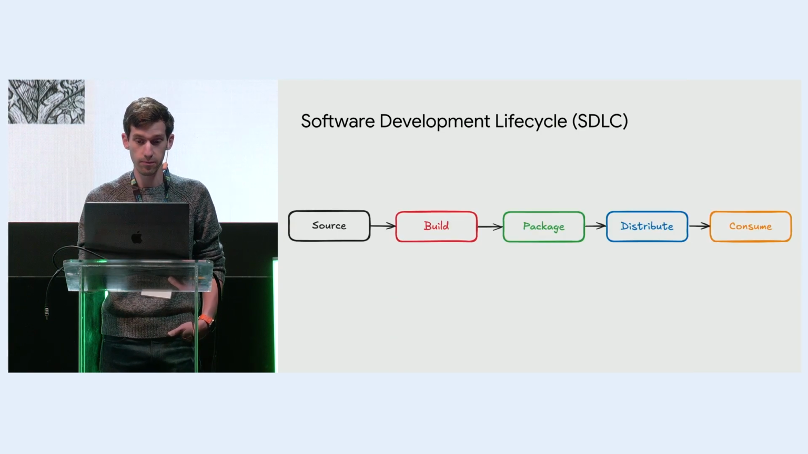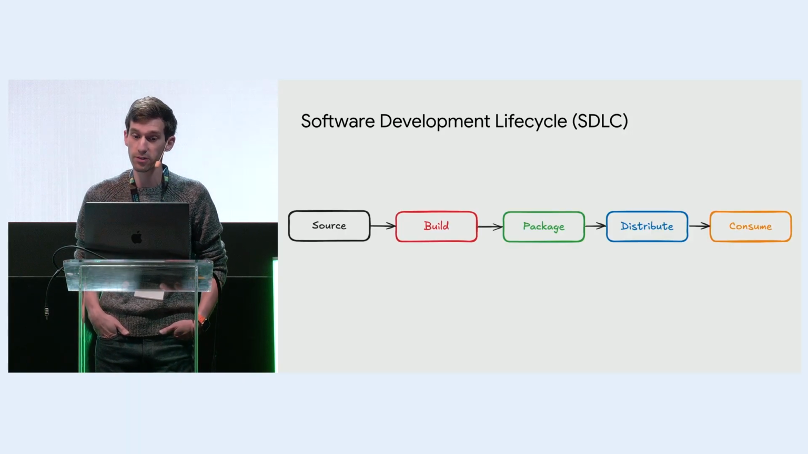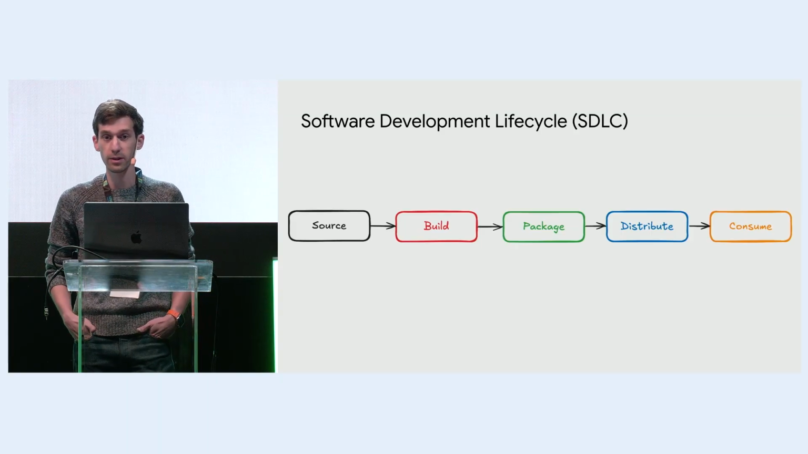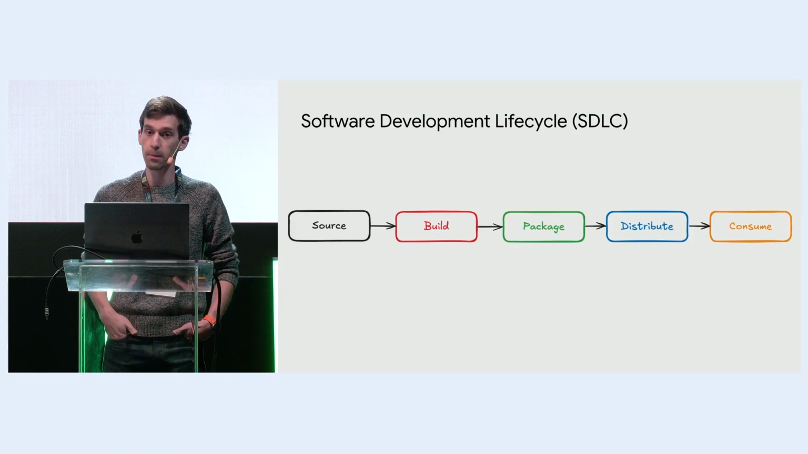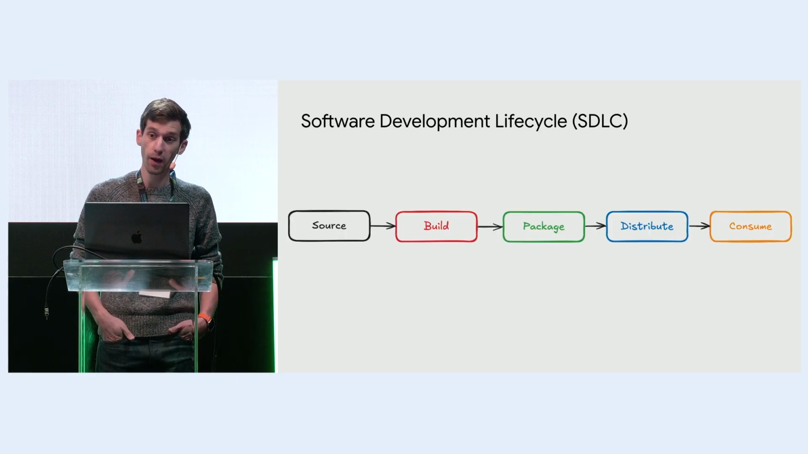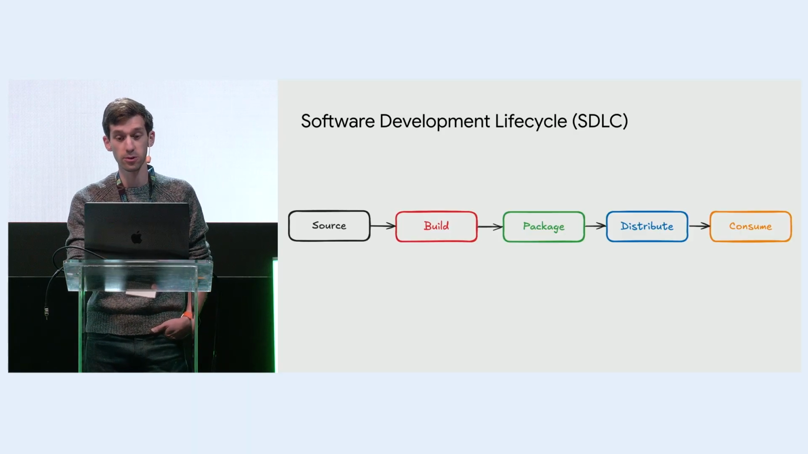So as a brief summary of the software development lifecycle, these are typically the 5 steps that we talk about. You have source, you have a build step. You'll then package your artifact. This is where you'll pull in dependencies, which also have a source and a build step. You'll distribute your artifacts, and then ultimately you'll have some end users consuming them.